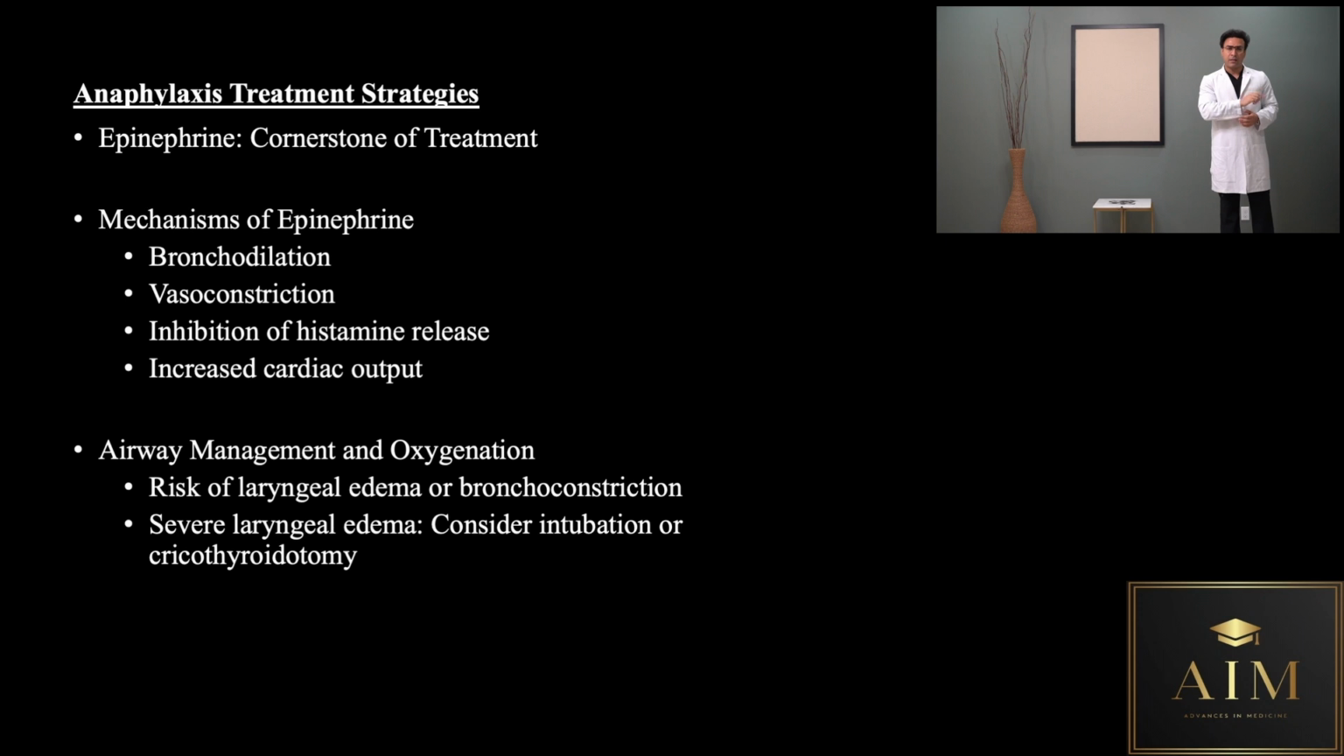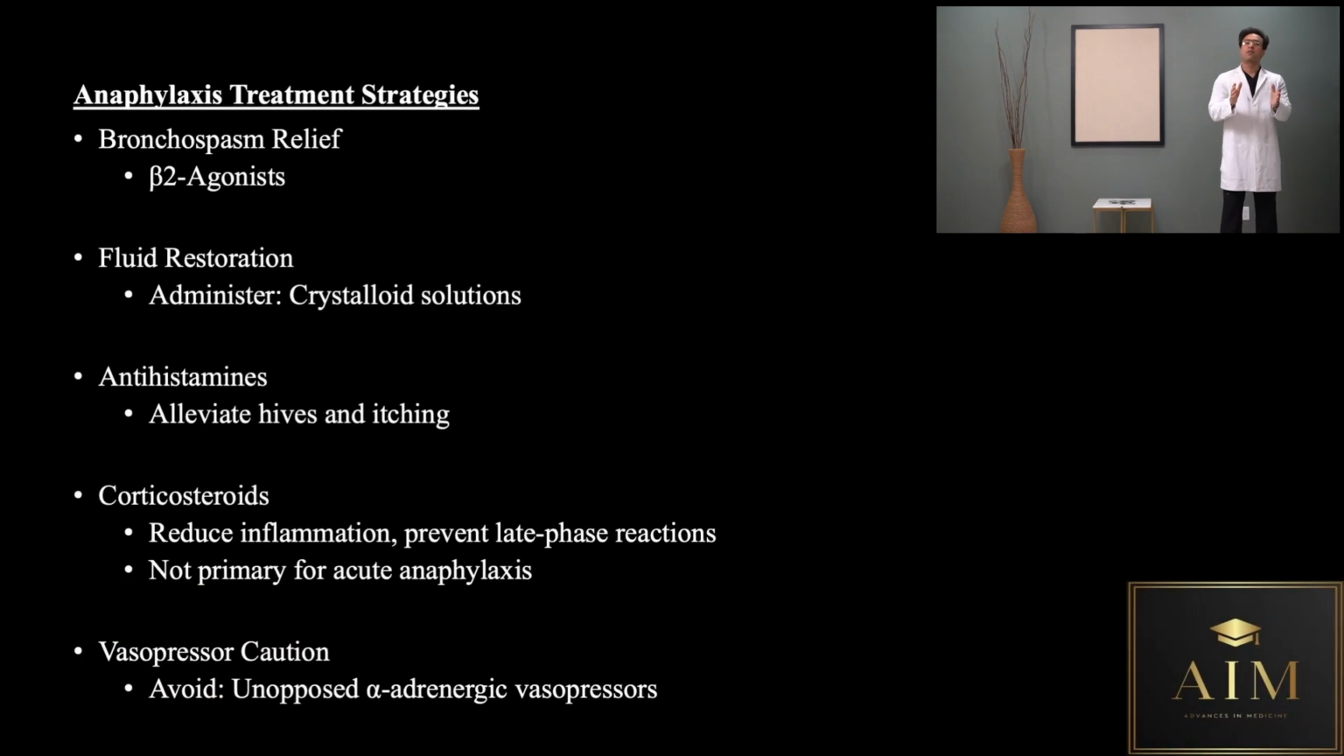In case of severe laryngeal edema causing airway obstruction, more advanced airway management techniques may be required. This can include procedures like intubation and, in extreme cases, even cricothyroidotomy. To address bronchoconstriction, beta-2 agonists can be incredibly helpful. These medications relax bronchial smooth muscles, alleviating bronchospasm and making it easier for the patient to breathe.